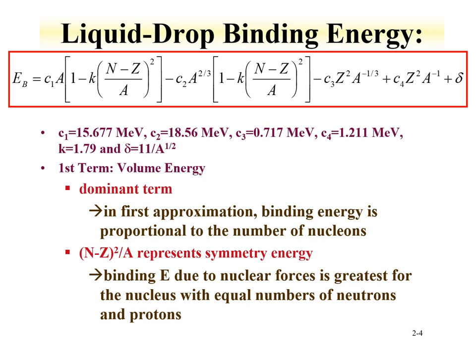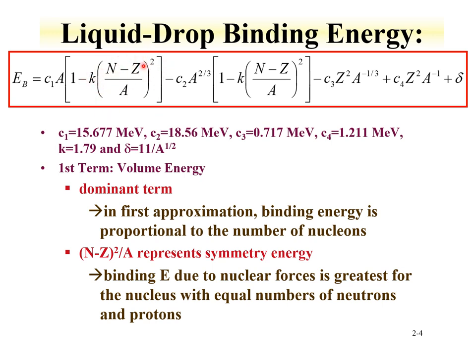This first term is a volume term. It's the dominant term in the liquid drop model. At first approximation, the binding energy is proportional to the total number of nucleons. So I've got a term here that describes the total number of nucleons.